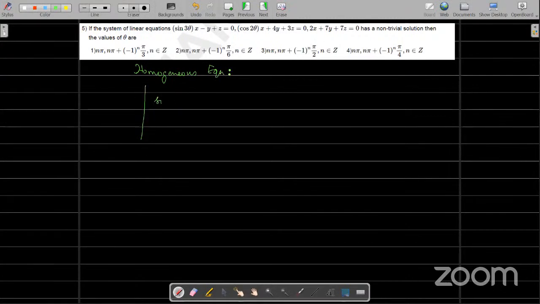So which means I should get sine 3 theta, minus 1, plus 1, and then cos 2 theta, 4 and 3, 2, 7 and 7. And this determinant should vanish. Now, once you expand this determinant after simplification of sine 3 theta and cos 2 theta, the first step is the algebra part, wherein the determinant should go to 0 for a non-trivial solution. So that is concept 1, right?